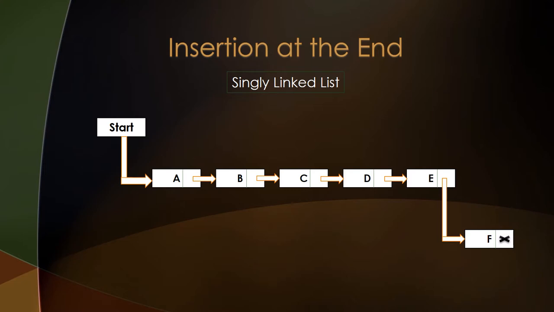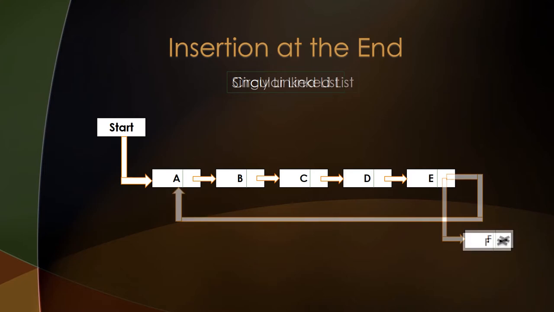Now this is a little different in the case of a circular linked list. In a circular linked list, we have a node E which points back to the start of the linked list, that is node A. So now we need to change two pointers. First, we need to change node E to point to the new node F, as in the previous case. So this is the same thing we have done. We have changed the address of node E to point to the new node F in the linked list.